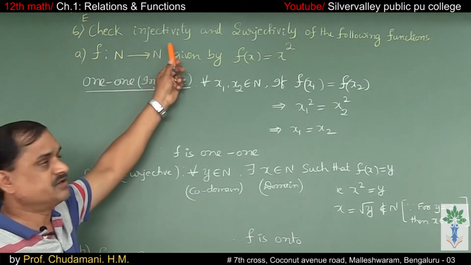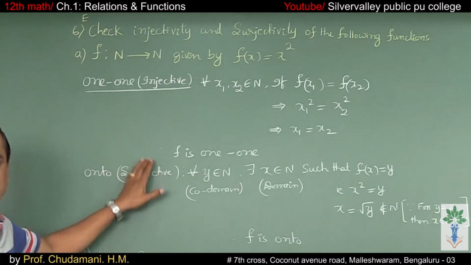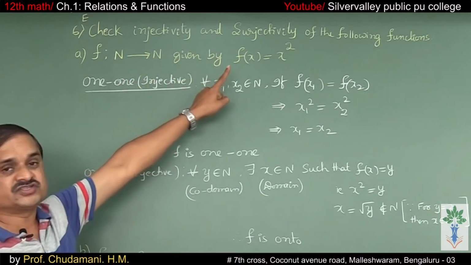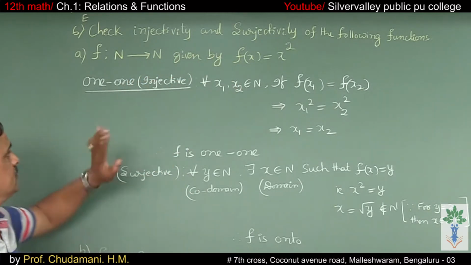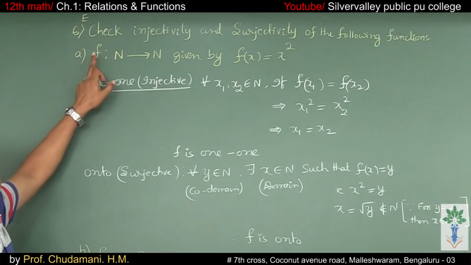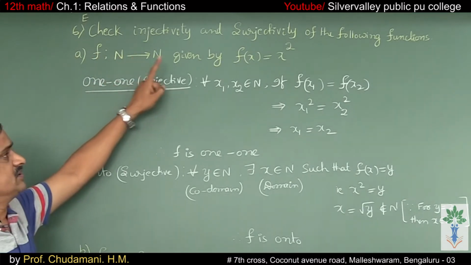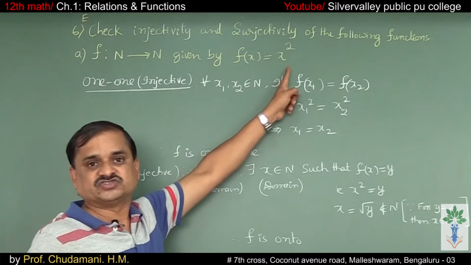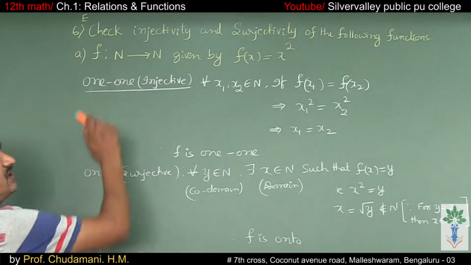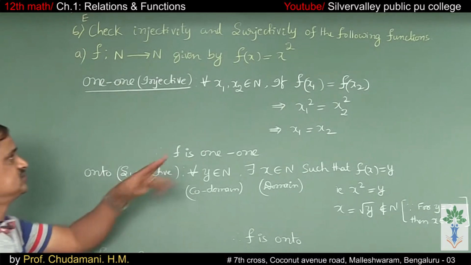Check injectivity and surjectivity of the following functions. Injective is one-one, surjective is onto. Under number A, the given function f from N to N is given by f of x equal to x square. So let us verify one-one. One-one is also called injective function.